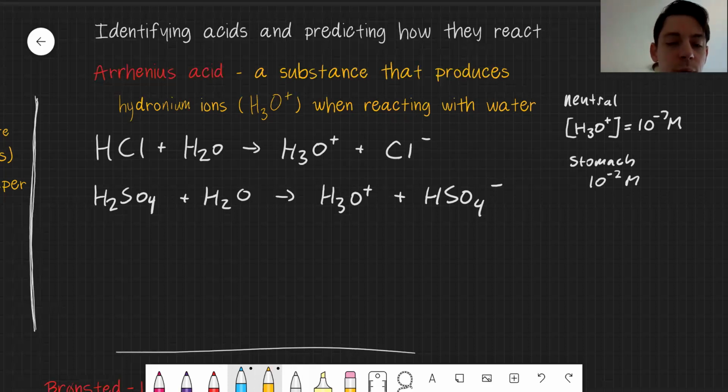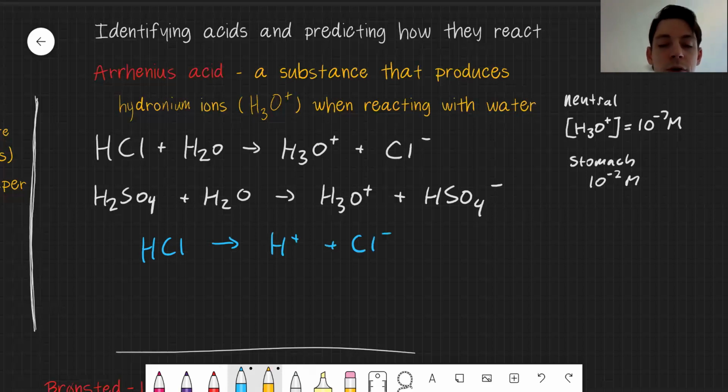Okay, so for example, HCl reacts with water, could be simplified like so, to show that HCl dissociates into H plus and Cl minus. Okay, so that's a simplification of that first reaction. I mentioned that it's a simplification, but it's not true to reality. The first equation is truer.